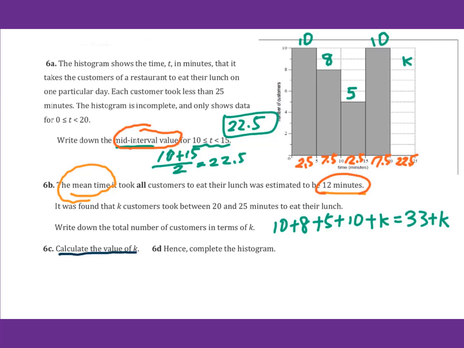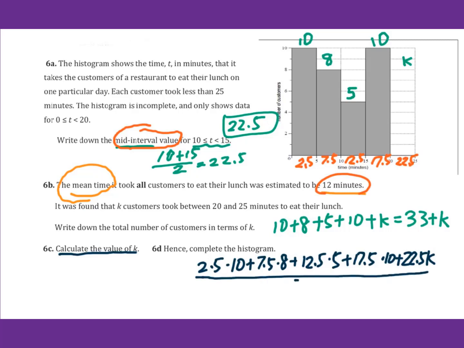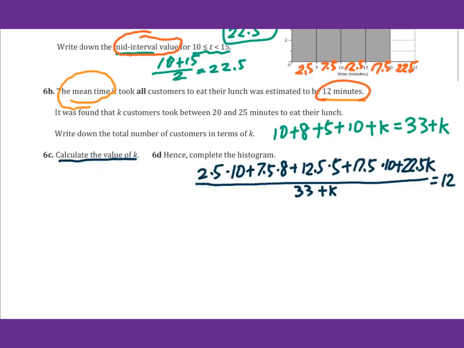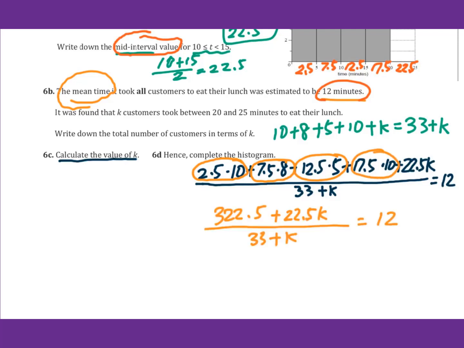Therefore, you do the 2.5 times 10 plus 7.5 times 8 plus 12.5 times 5. Add 17.5 times 10 plus 22.5 times K divided by 33 plus K equals 12. Then we work this out. First of all, we add all this together except 22.5K. You will get 322.5 plus 22.5K over 33 plus K equals 12.